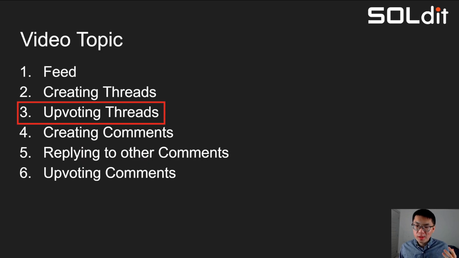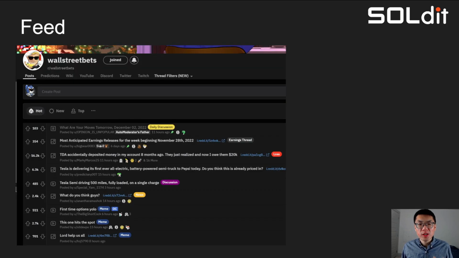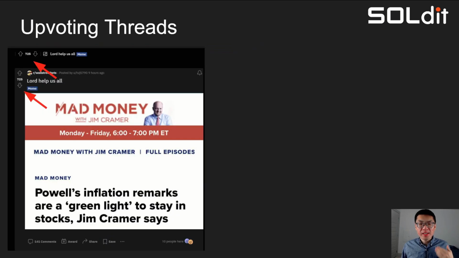So a quick overview of the video topic, we're going to talk about upvoting threads, like I said. So a quick recap of everything. If you're not familiar with Reddit, this is a feed. A feed has a list of threads. And inside a thread you have content, and specifically in this video we're interested in upvoting or downvoting a thread and showing it to a user.